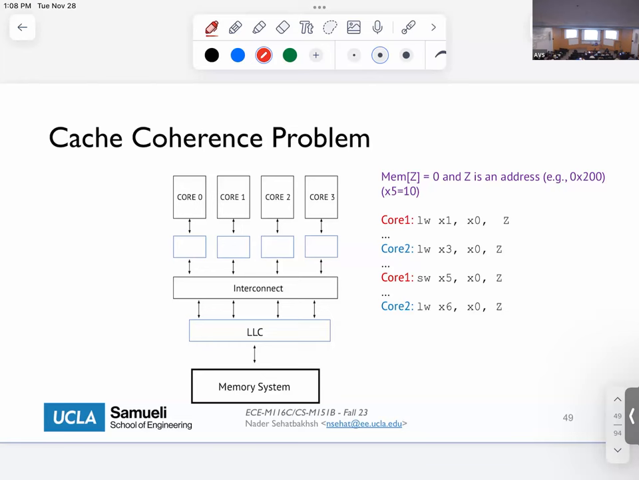And I also need to have some private cache, because if I don't have a private cache, it's not going to be fast enough, okay? So I need to have this private cache, and I need to share this line. These are two given things. And as a result of these two things, I'm going to have a coherency problem, okay?